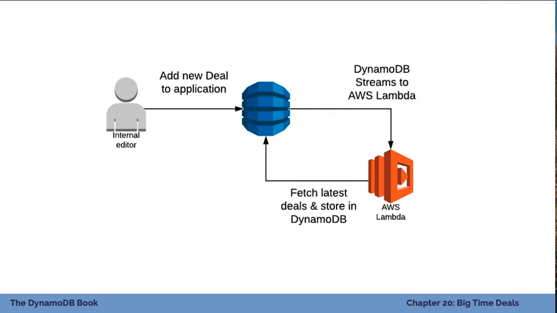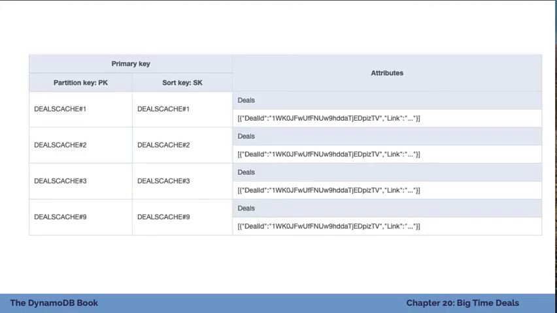Your Lambda function realizes that a new deal has come in. What that Lambda function is going to do is go reach out and get 50 to 100 of the most recent deals and write them back into DynamoDB, but in different items that are just serving as a cache. And basically, here's the structure that we're going to have here.